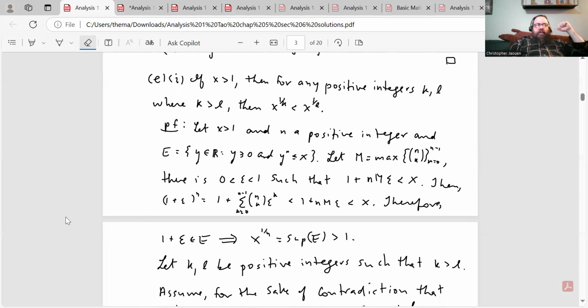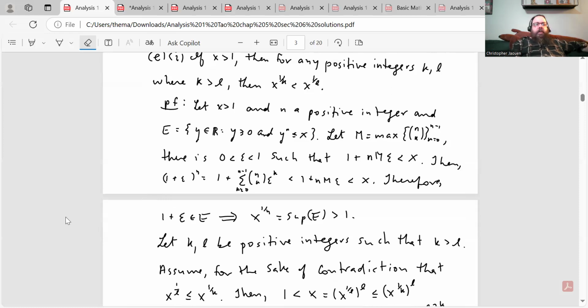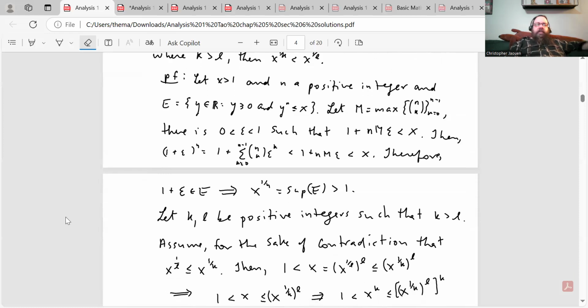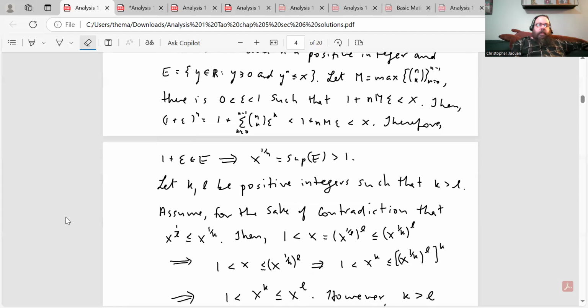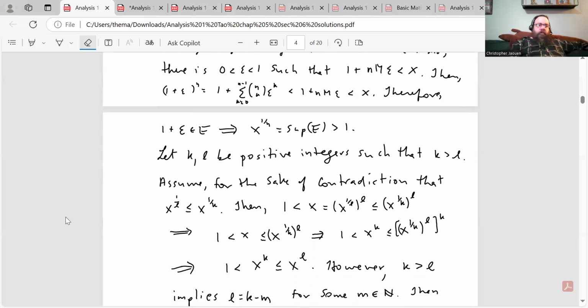Okay, so let x be greater than 1, n a positive integer, and E be that set. Let m be the maximum of n choose k, k going from 0 to n minus 1. Then there's an epsilon between 0 and 1 such that 1 plus nm epsilon is less than x. Then 1 plus epsilon to the n by the binomial theorem is 1 plus and so on. And that's less than 1 plus nm epsilon, less than x by the way we chose epsilon. Therefore, 1 plus epsilon is an element of E, and since x to the 1 over n is the supremum of E, that has to be greater than 1 plus epsilon, right? Because 1 plus epsilon is greater than 1.